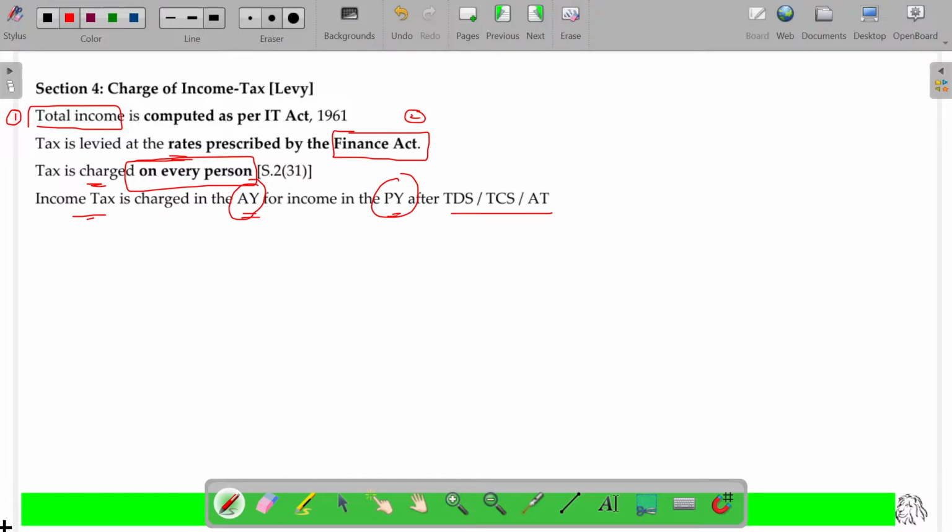Whatever the tax you're supposed to pay, from there you have to subtract what? TDS, TCS and advance tax. So the balance will be payable. So this is all about the charging of income tax liability. Charging is nothing but levying, finding the tax liability, right?